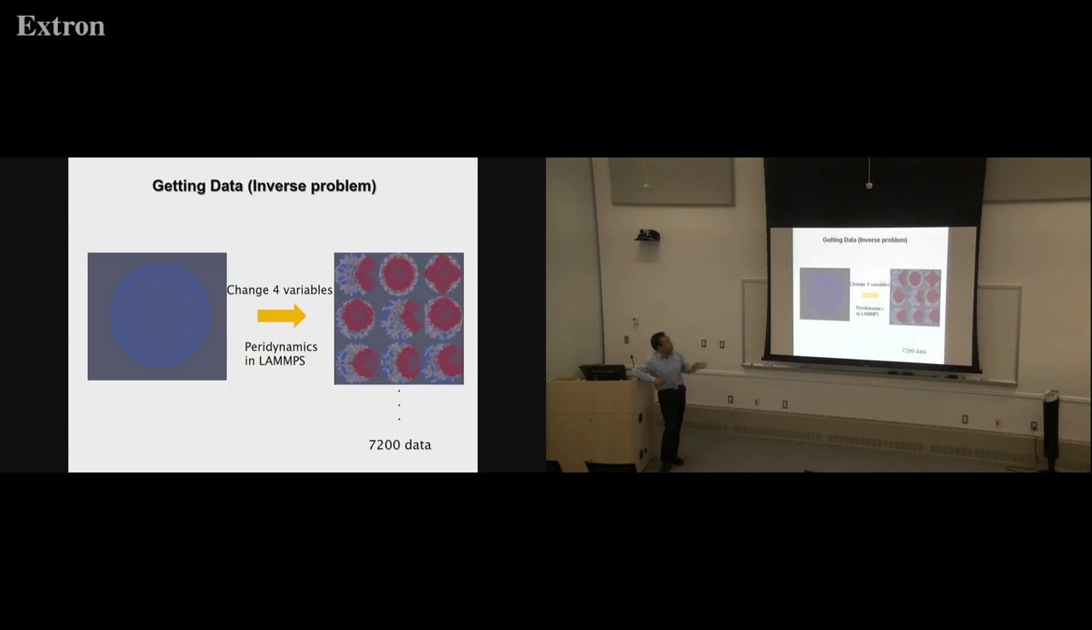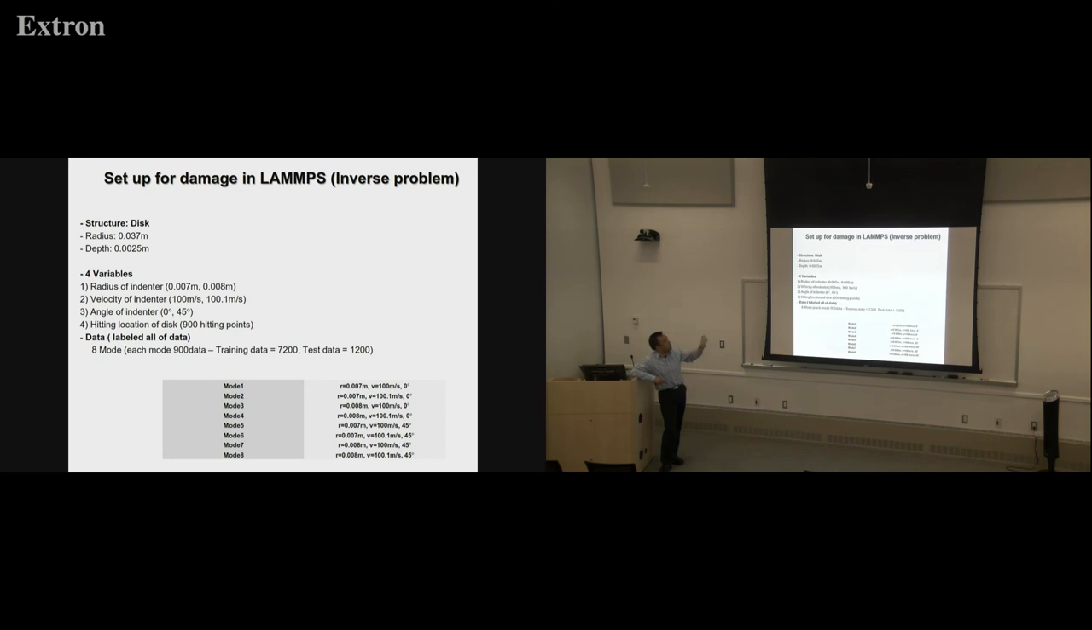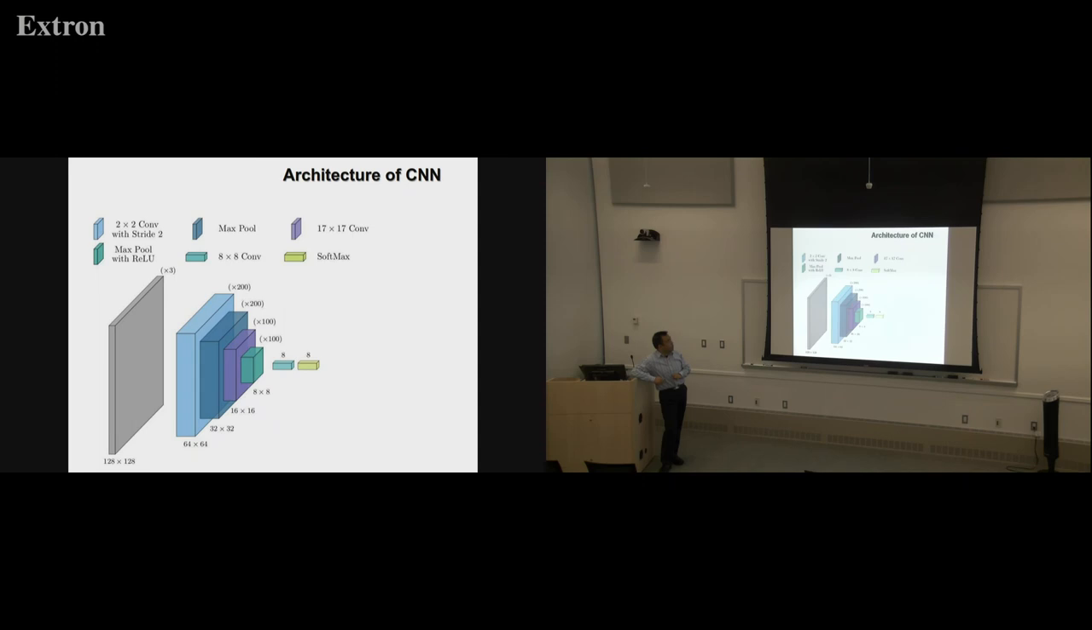Okay, so this is about the inverse problem. The inverse problem is, I give you a fracture image, and I want you to invert it to find the radius of the bullet, the velocity, angle, and hitting locations. So we generate the data and then try to invert: I give you an image of the fracture, and I want you to go back and find what the parameter settings are. That is the inverse problem.